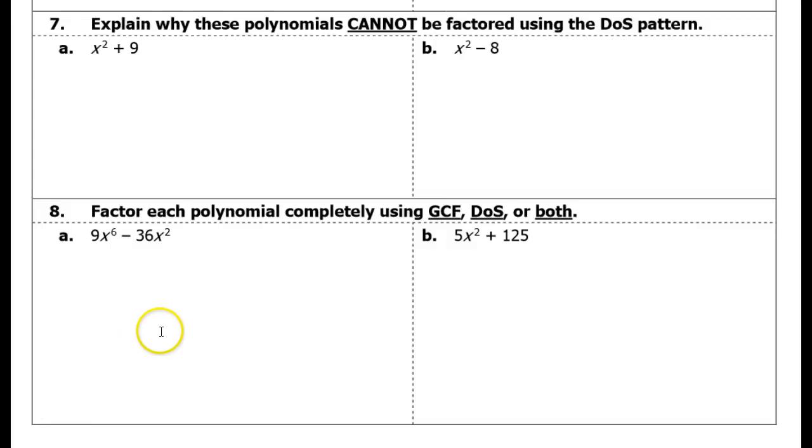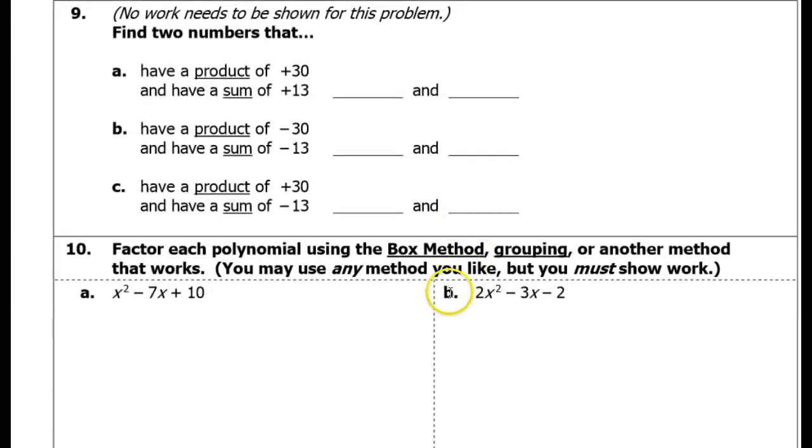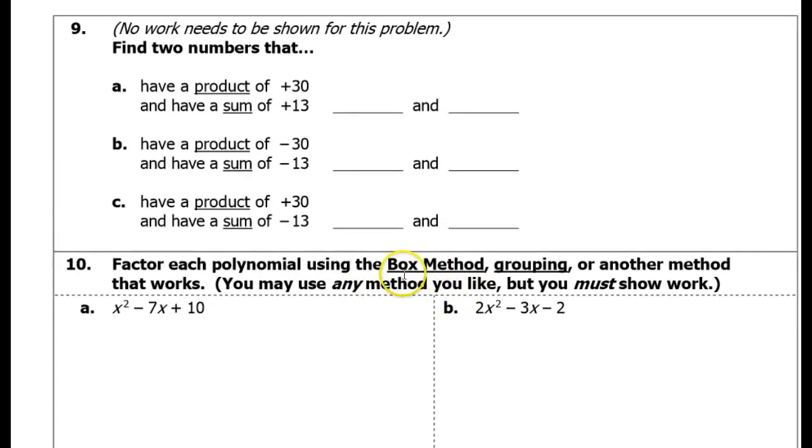In this video, I will show you how to factor polynomials using a variety of techniques, including factoring out the greatest common factor, using the difference of squares pattern, or both, and then after that we're going to move on to factoring by the box method or grouping, which is how we factor trinomials.